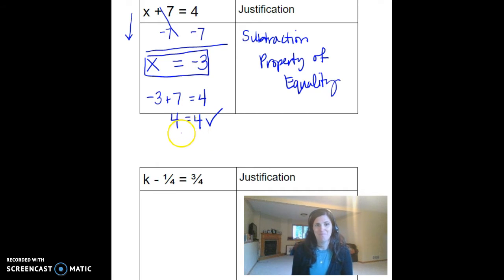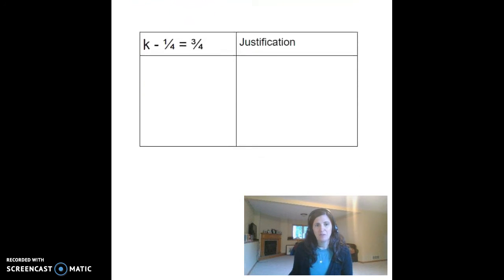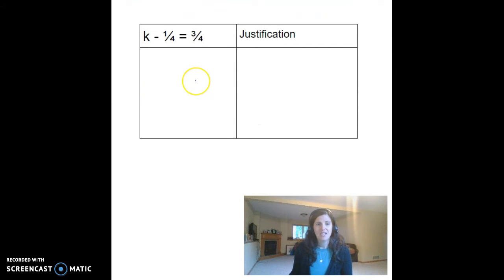it is correct. I have one more problem to do here that I'm going to do with you, and then you'll have some that you'll get to do on your own as well. k minus 1/4 equals 3/4. So this time, what's being done to our variable is 1/4 is being subtracted. So our inverse or opposite operation is going to be addition. And since 1/4 is what was being subtracted, we are going to add 1/4.